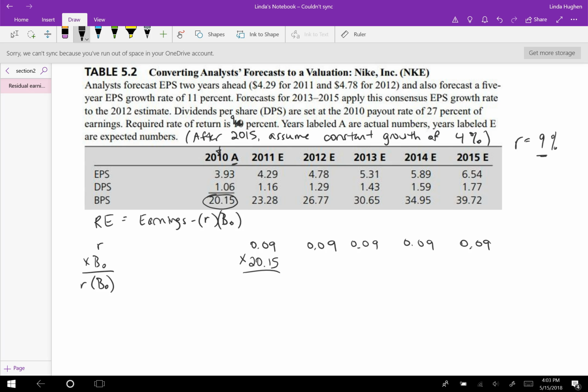And I would like for you to work these out alongside me. Of course, I've worked these out already, but I am calculating them out here to give you guys some time to do it as well alongside me. For year 2, I'm going to take the prior year's ending book value, which is the current year's beginning book value, multiply it by 9% to get the required earnings given the required return of 9%.